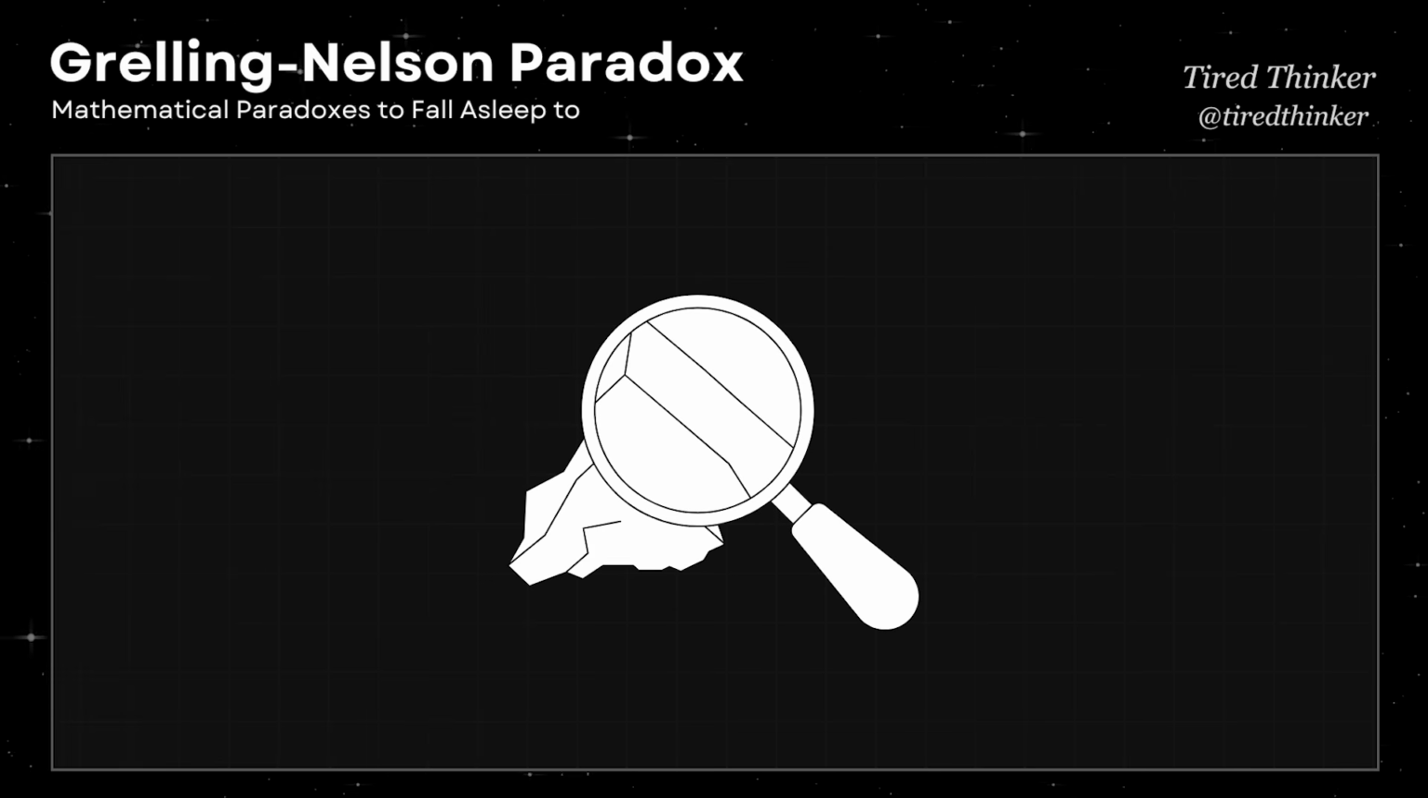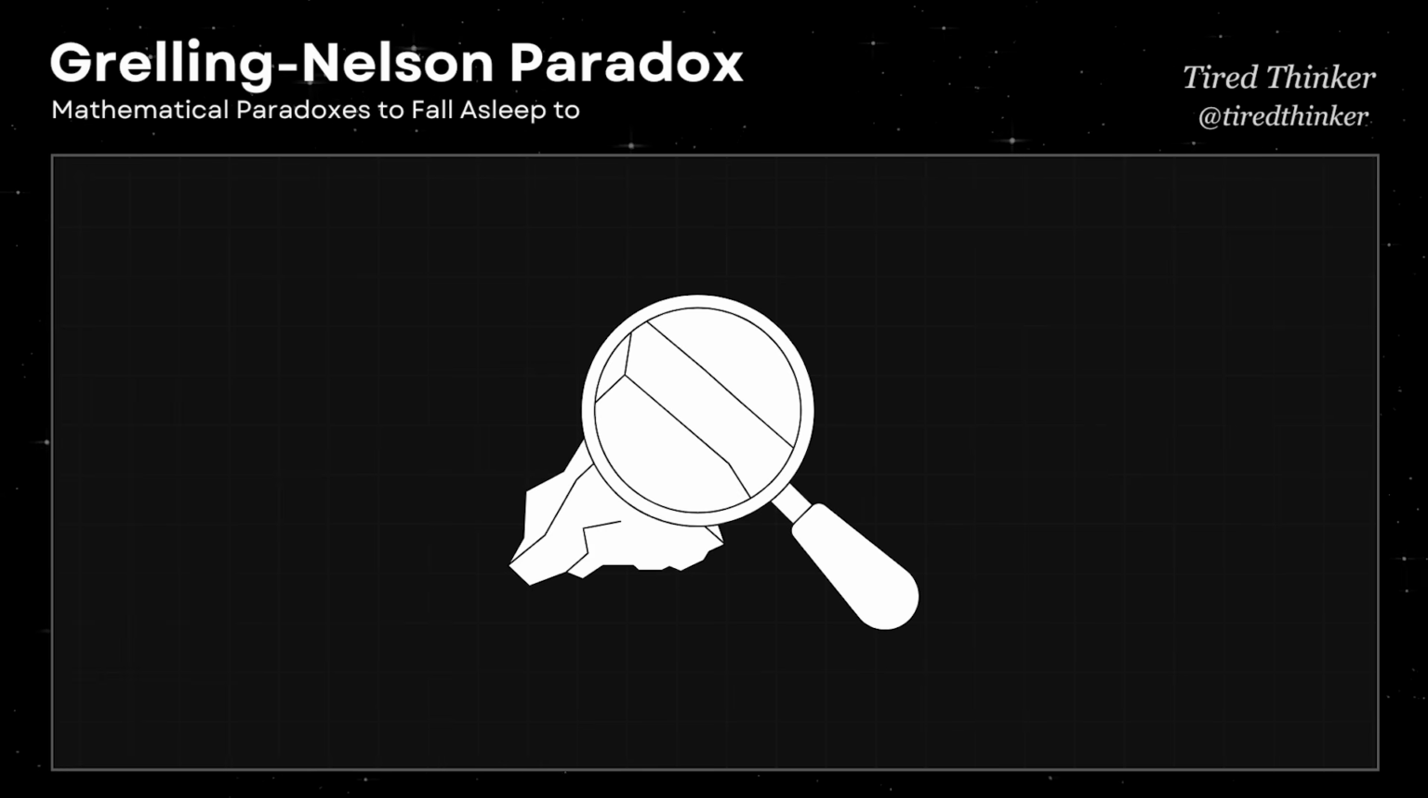By definition, a heterological word does not describe itself. So, is heterological heterological? If it is, then it does not describe itself. But the definition of heterological is that it does not describe itself. So that means it must be heterological. That seems correct at first.